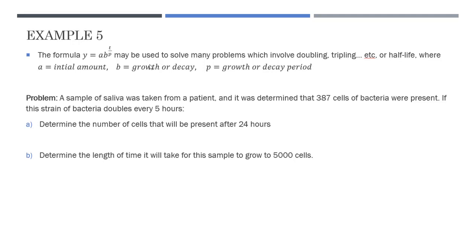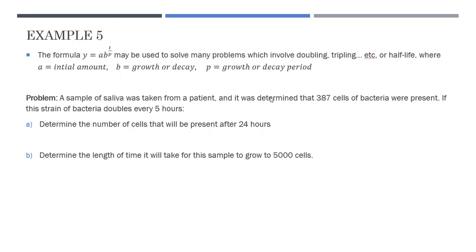Our final example. So we have this information, but we've been using the whole time. We are going to use y equals a times b to the power of t over p. So a sample of saliva was taken from a patient, and it was determined that 387 cells of bacteria were present. If this strain of bacteria doubles every 5 hours, determine the number of cells that will be present after 24 hours.